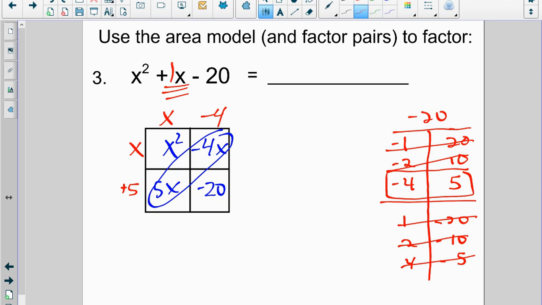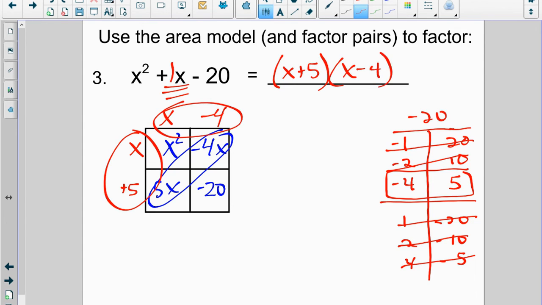So now I can look at it as, all right, well, what did I multiply to get that? One of my factors was x plus 5, so I put that in parentheses. The other factor was x minus 4. Now, it would not make a difference if I put the x minus 4 first. I just happened to write it that way.